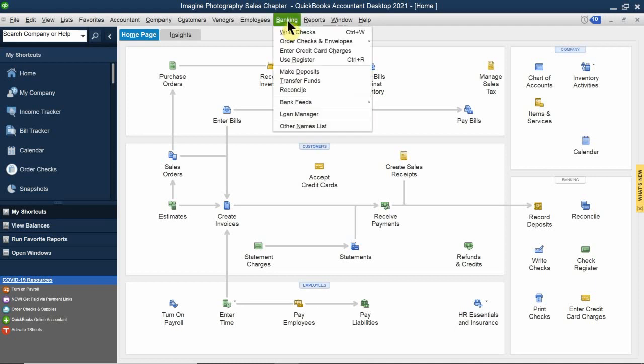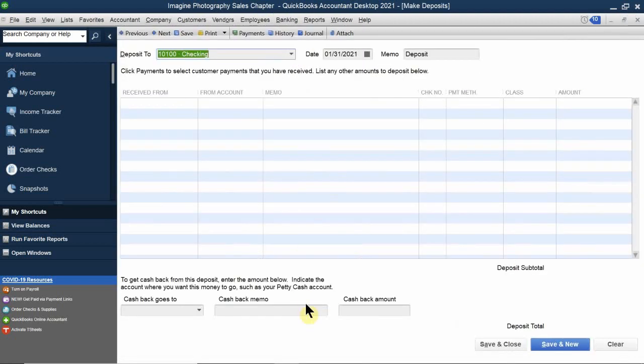You go to banking, okay? You're going to go to make deposits. Okay, so make deposits. Right? So in this window, at the very top, you have the option to print. Okay, and it gives you the option to print the deposit slip, or it asks you to do a deposit summary. In this case, you don't need a deposit summary. I was talking more so about the deposit slip itself.